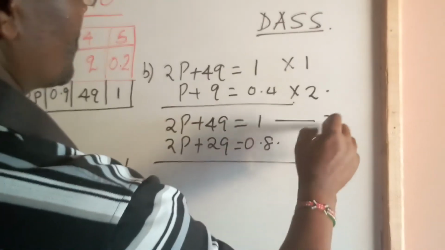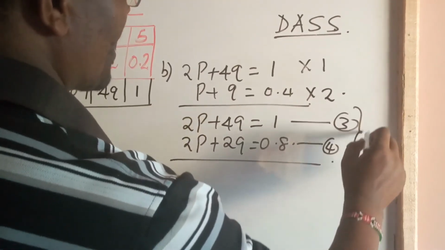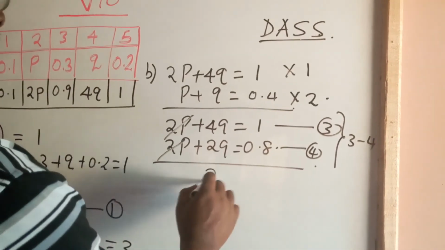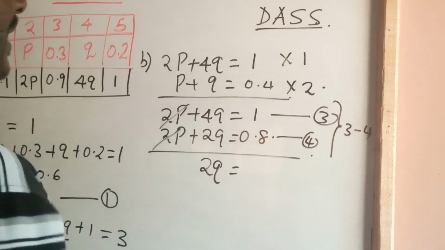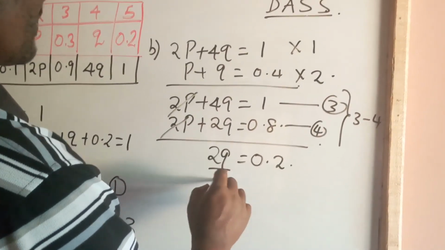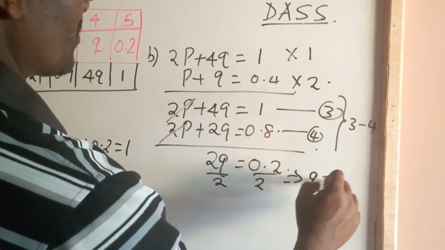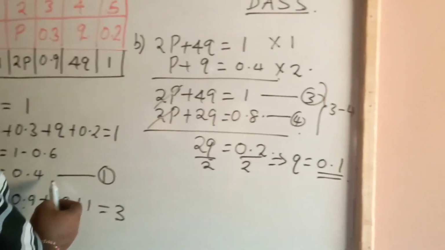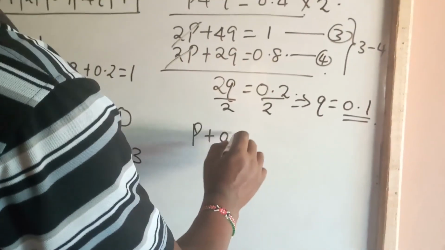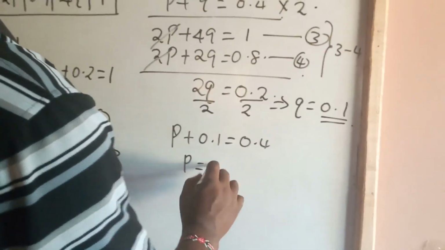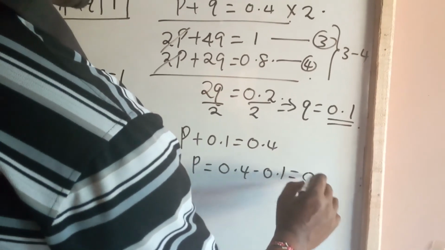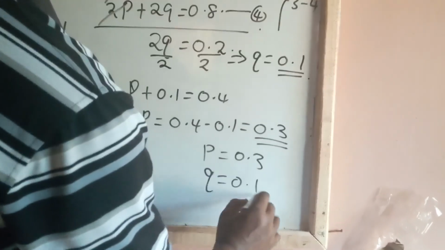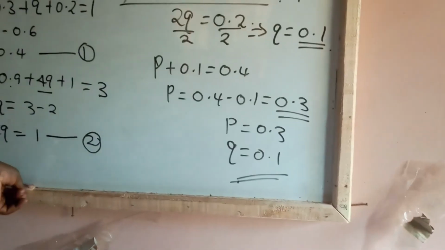If this is equation 3 and this is equation 4, then we can do 3 minus 4, so that the p terms kill each other. We are going to have 2q equals 1 minus 0.8, which is 0.2. Divide by 2 and you realize that q is 0.1. Then we can substitute this in equation 1, and we have p plus 0.1 is 0.4. So p is 0.4 minus 0.1, which is 0.3. So p is 0.3 and q is 0.1. That is how easily you can go through that question.